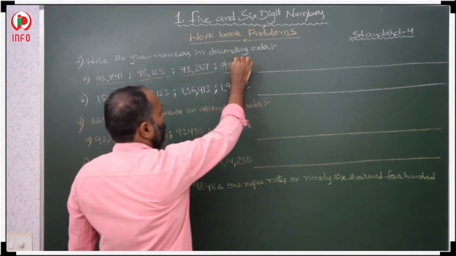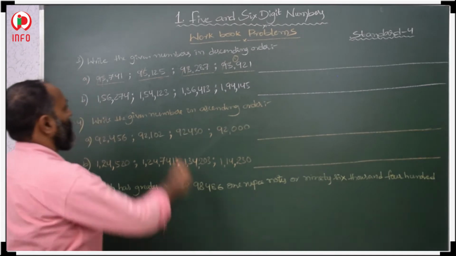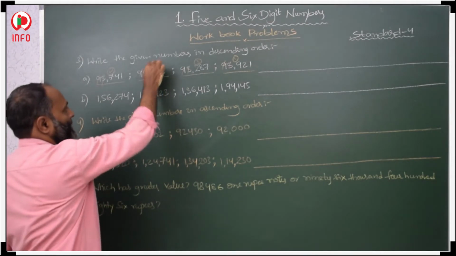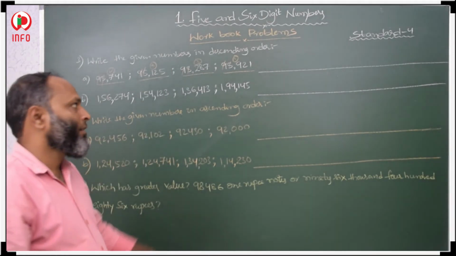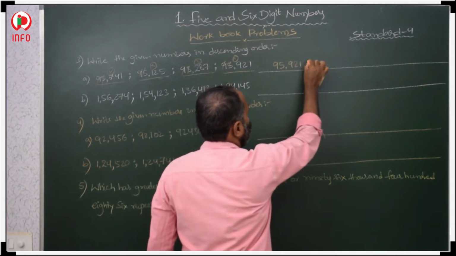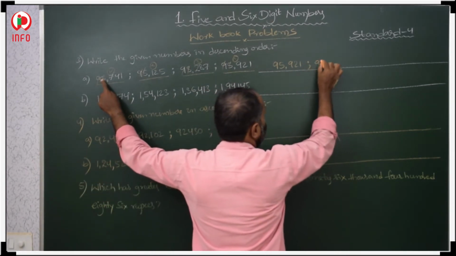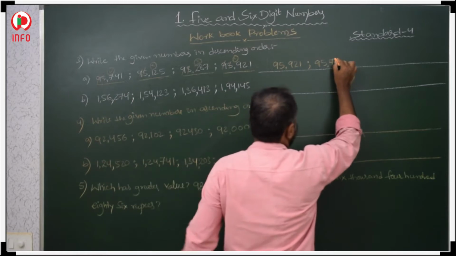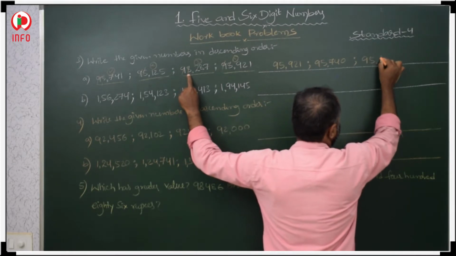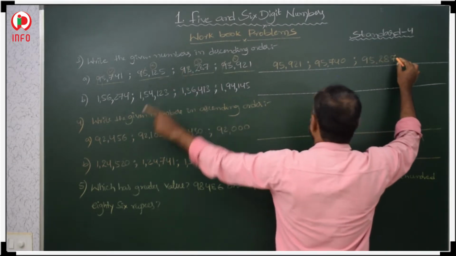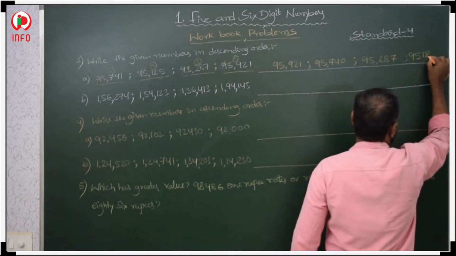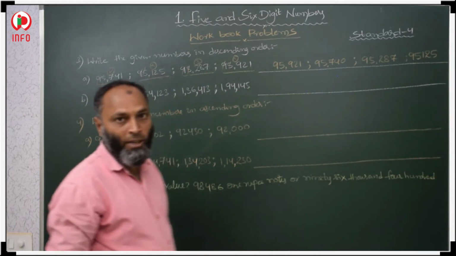9 is the biggest, so first we take 9. This is in first place. Then 7 is in second place, then 2 is in third place, then 1 is in fourth place. In this way we arrange in descending order. So the biggest one is 95,921. Then the second is 95,741. And the third is 95,287. Next, the fourth one is 95,125. In this way we have to arrange.